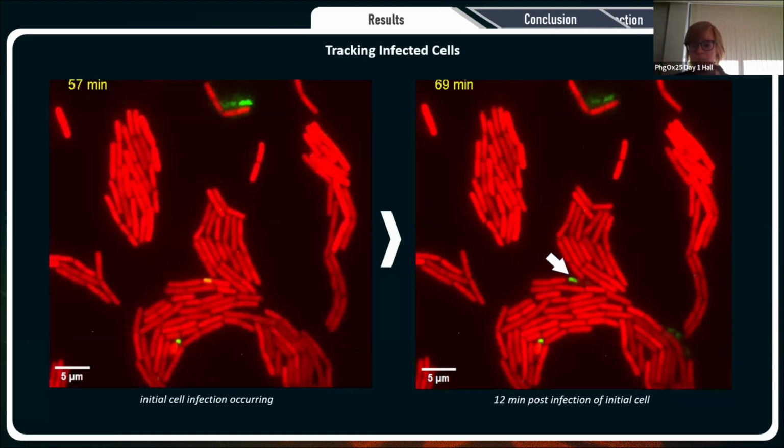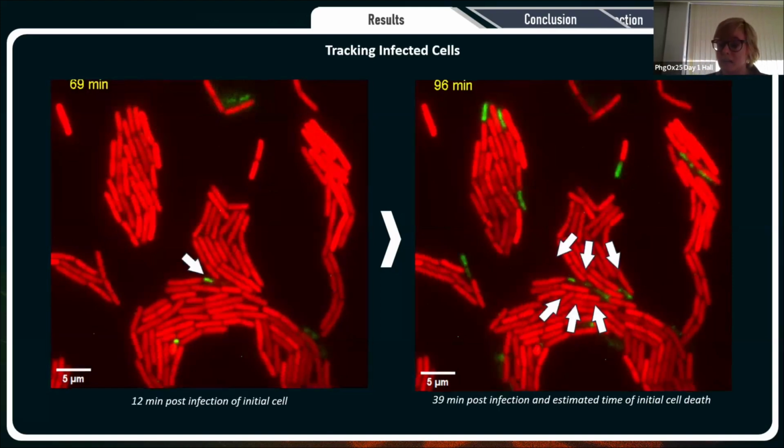After about 12 minutes, the green signal has now become more apparent, and the red signal has almost been completely depleted from the cell. About 39 minutes post-infection, it is estimated that the cell has died and lysed, and now the cells surrounding it are moving in as cells around it divide. So the cells above and below are pushing inwards.